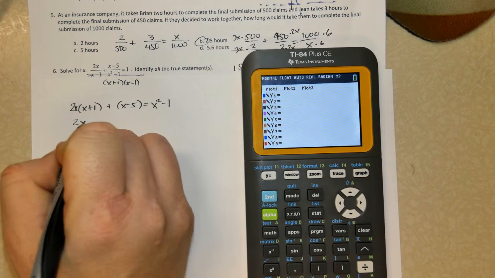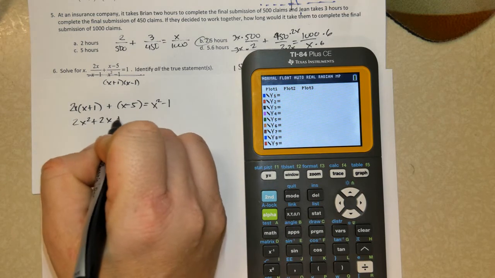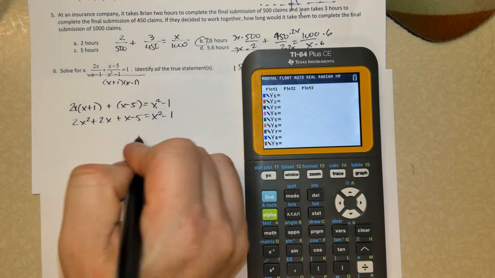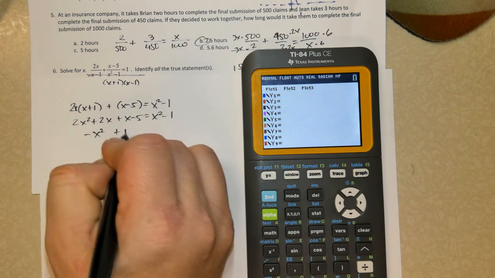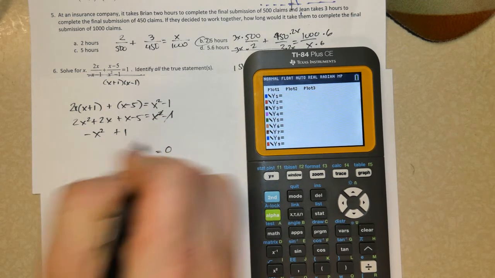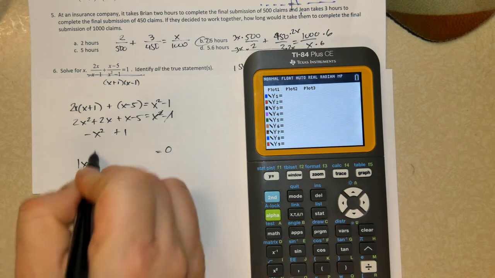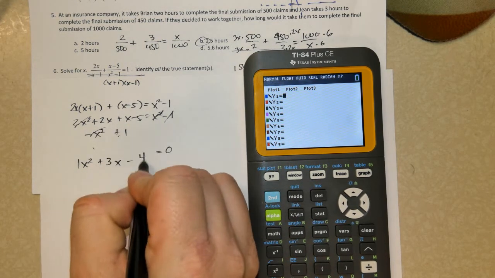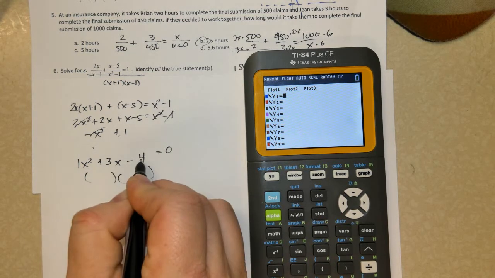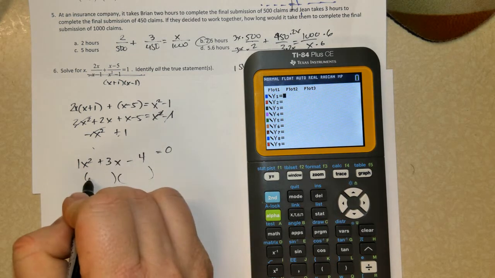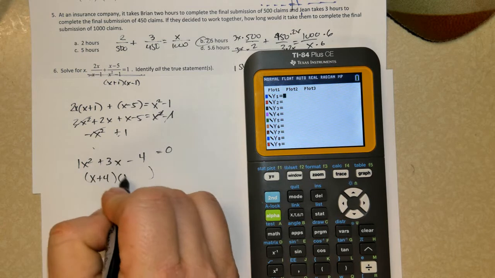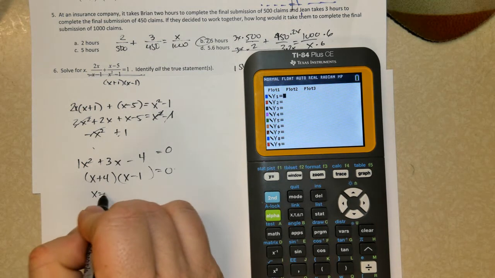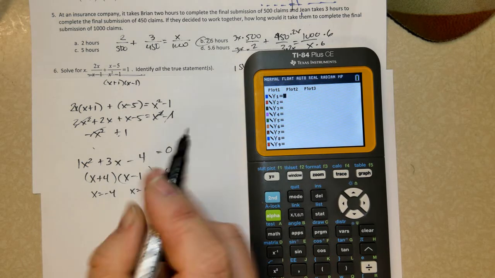Alright, so I'm going to distribute: 2x squared plus 2x plus x minus 5 equals x squared minus 1. I'm going to move everything to the left-hand side, subtracting the x squared, adding the 1, nothing's left on the right. Combining like terms, I get 1x squared plus 3x minus 4. In fact, what multiplies to give us a negative 4 and combines to give us a positive 3? x plus 4 and x minus 1. Solve it. Setting each one equal to 0, I get x equals negative 4 and x equals positive 1.